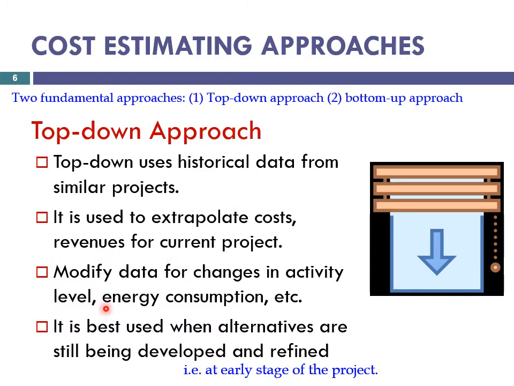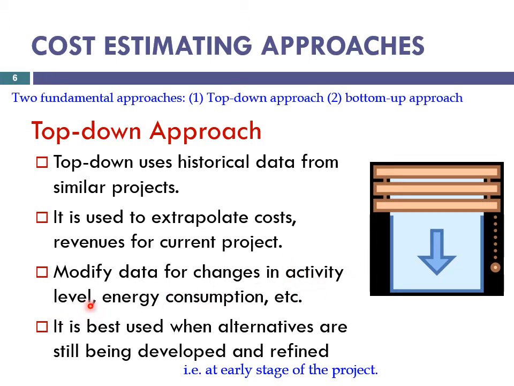And these are estimated by modifying the data, or extrapolating the costs and revenues for the current project. Look, you have one project, and earlier you performed some similar projects to this one. Since they are similar, their costs, their revenues also have similarities. And using that past data, somehow we are going to estimate this new one, the current project. But the thing is, they are not identical. They are similar but not identical.